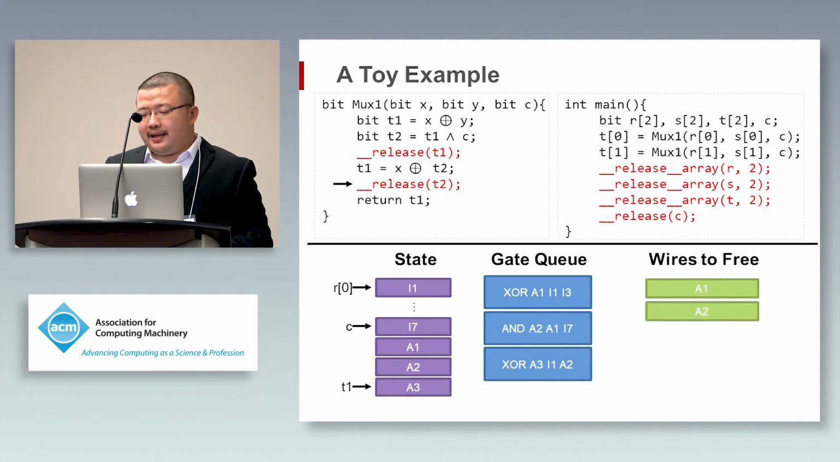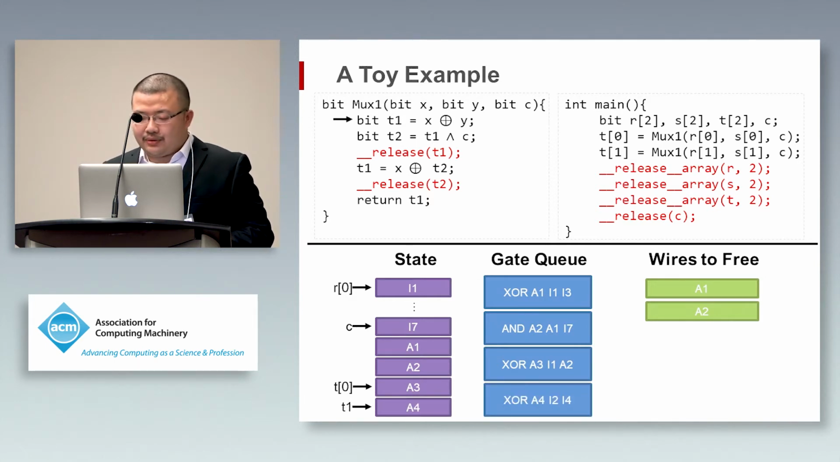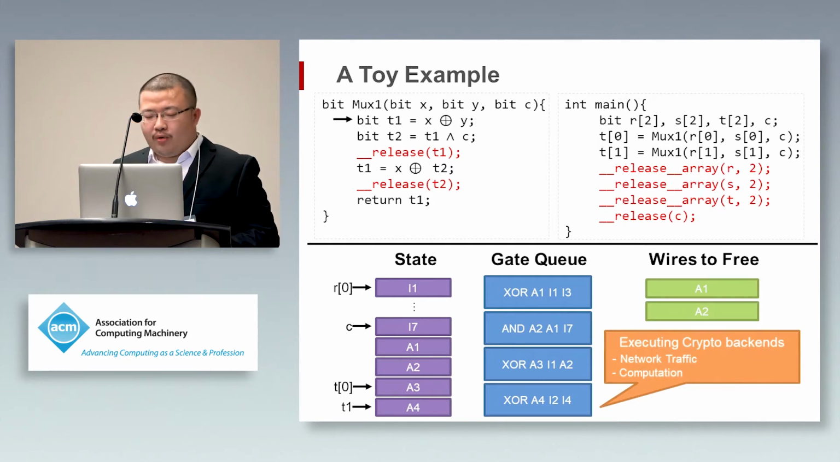After that, we encounter another instrument. We destruct the pointer and note down the corresponding address. Then we zoom back to the main function and zoom in to the second max. The first XOR gate in this max will be pushed into the gate queue. At this moment, you can see the gate queue is full, and then the real execution is kicked off.